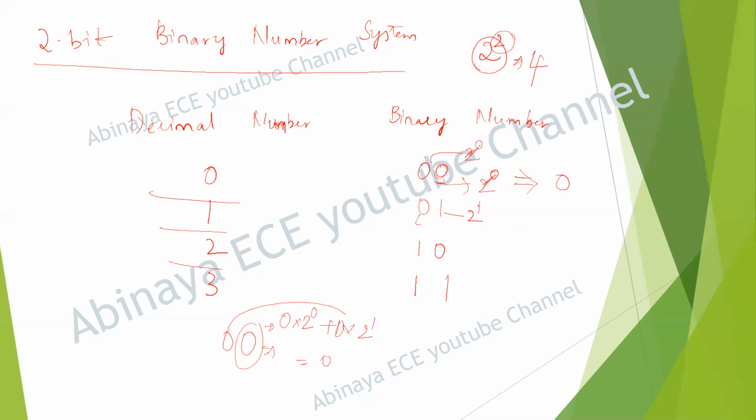So for this, it is 2 to the power of 0 into 1 plus here it is 0. So this place value is 0 into 2 to the power of 1. So what will we get? 2 to the power of 0 means 1. So 1 into 1 is 1. So the whole value becomes 1.